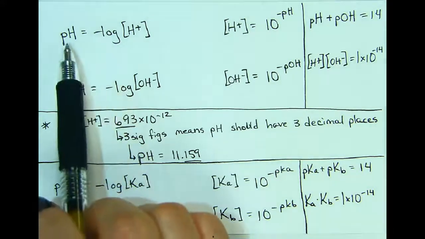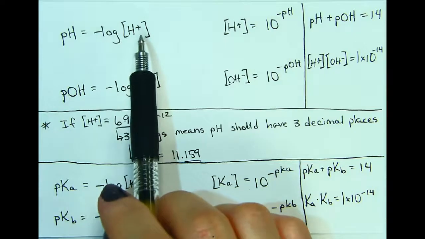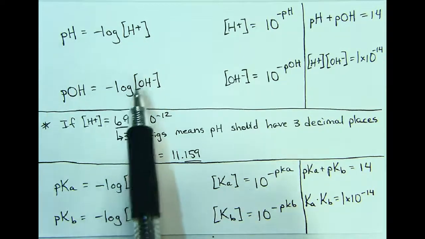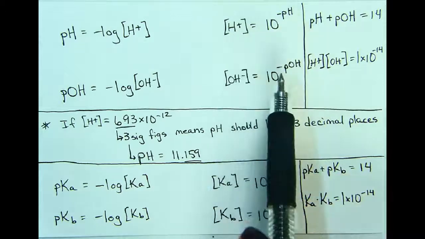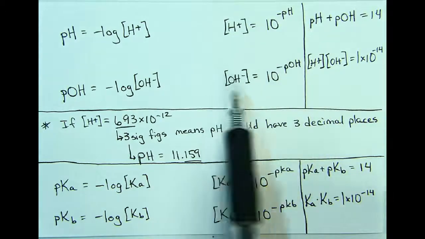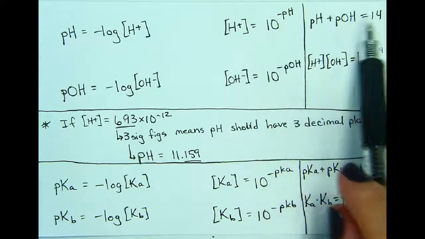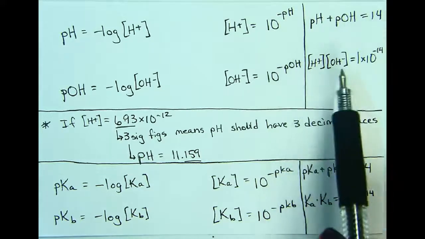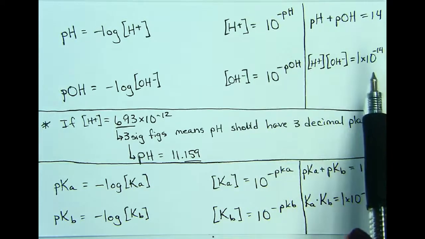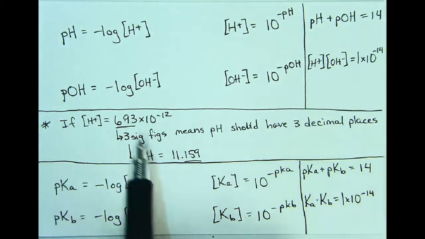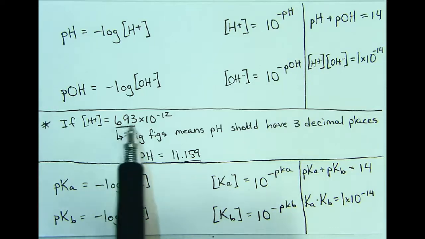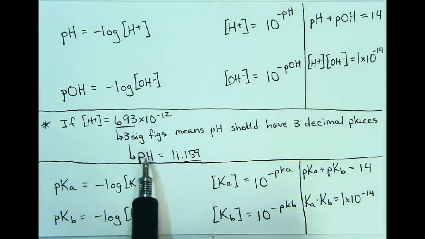If you take the negative log of the hydrogen concentration, you get the pH, and the negative log of hydroxide gives you pOH. 10 to the negative pH gets you hydrogen, and 10 to the negative pOH gets you hydroxide. pH and pOH together should equal 14. Hydrogen times hydroxide should equal the Kw, 1 times 10 to the negative 14. If you are concentrating on sig figs, 3 sig figs should be equal to 3 decimal places of the pH.